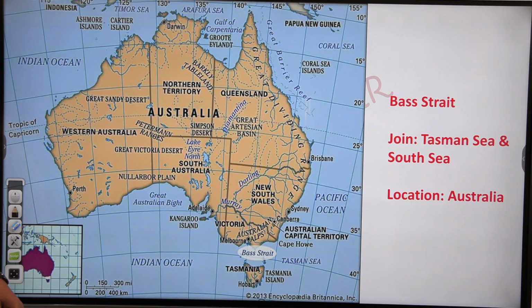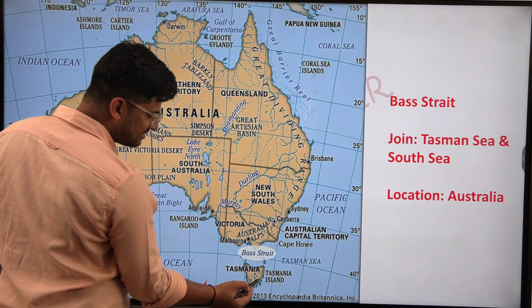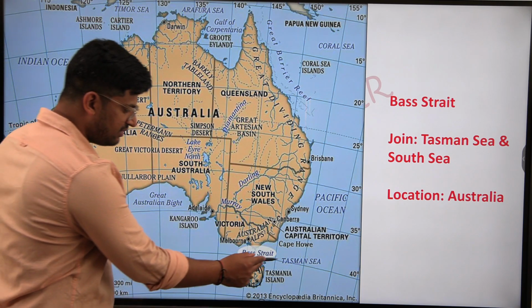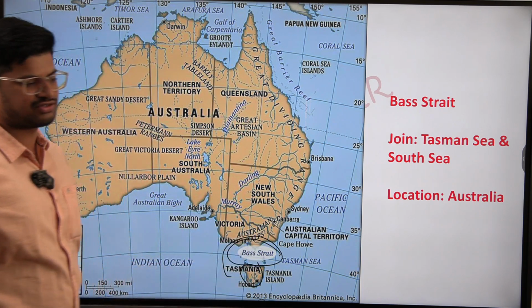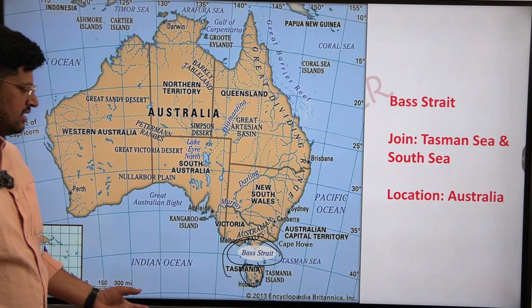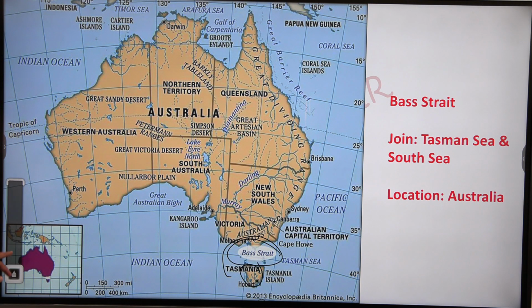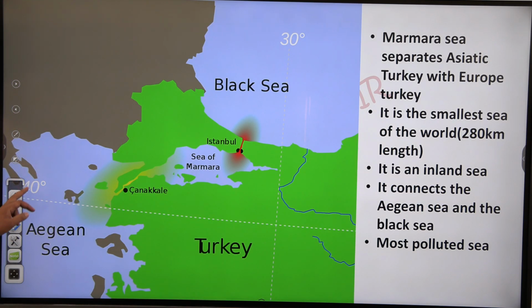Okay. Similarly, this is Australia, this is Tasmania. Between them, a very important note is Bass Strait. It connects the Tasman Sea with the Southern Sea. Southern Sea is nothing but the Antarctic region.